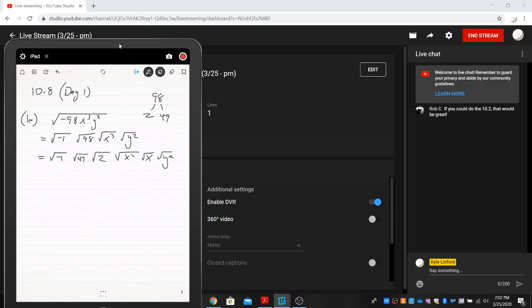So I'm going to switch up colors here, and I'm going to break down each of these and try to show how everything gets broken down.